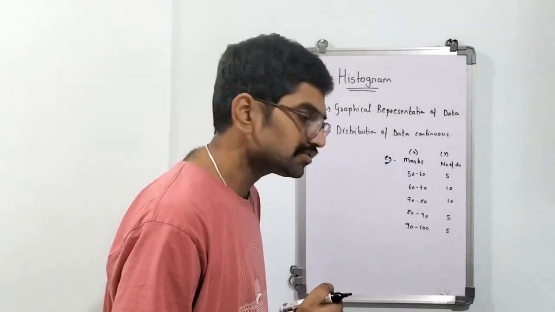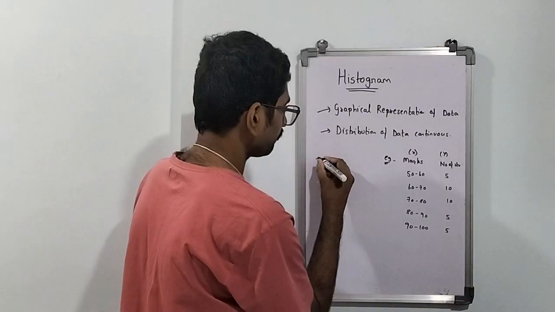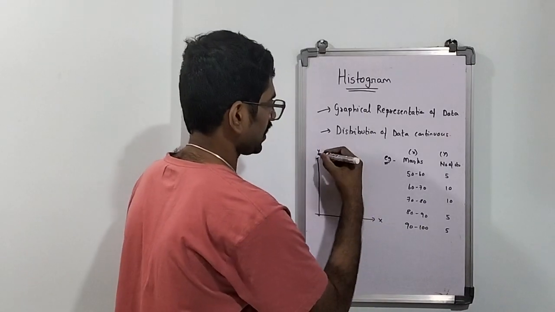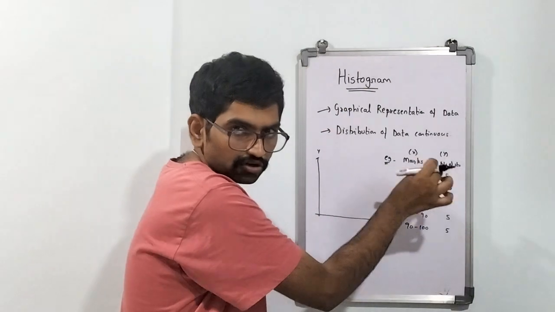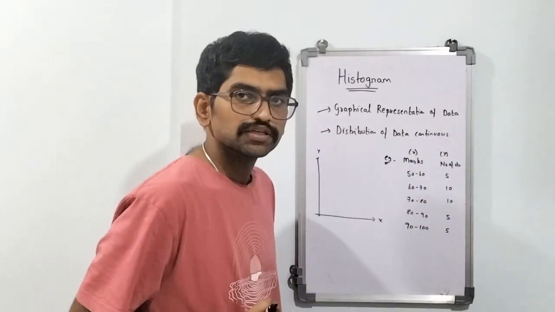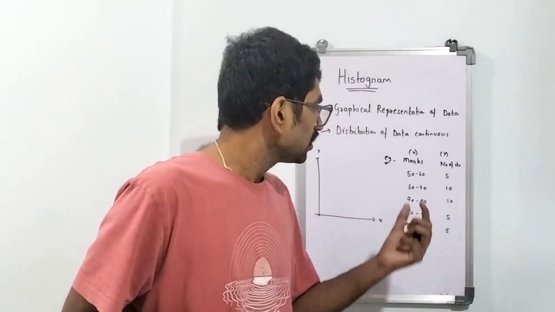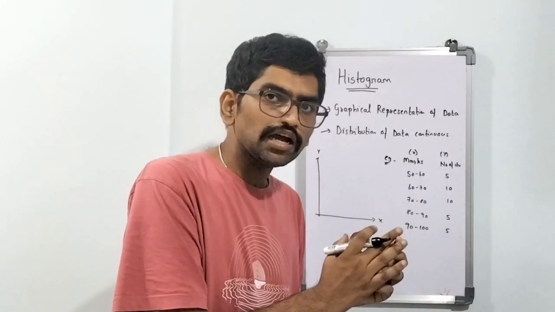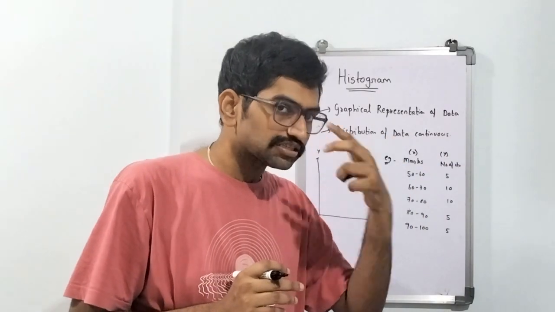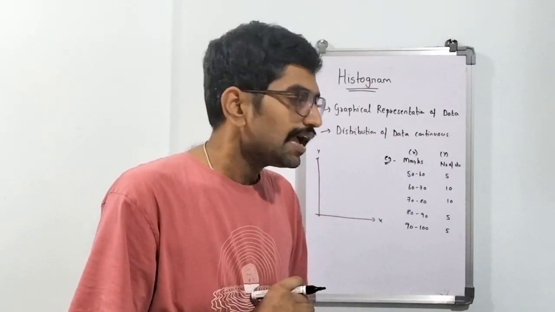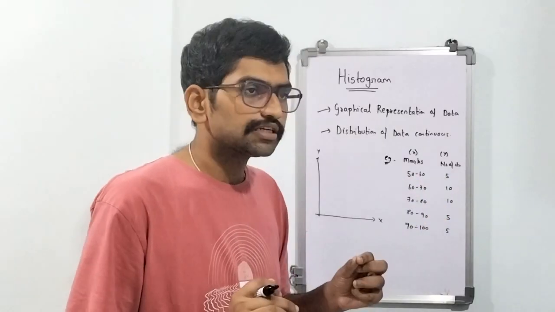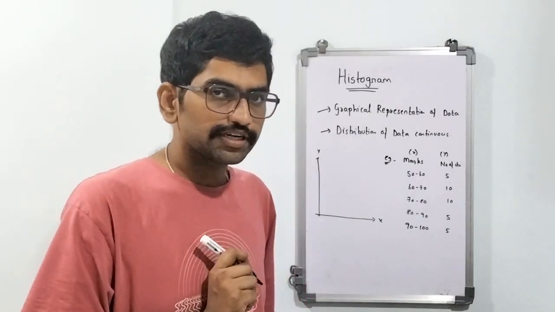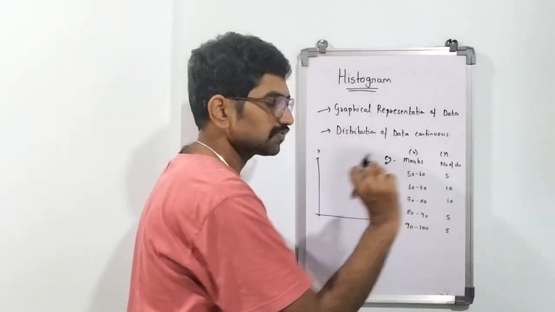So now we will plot the graph. Let's say this is your x-axis, this is your y-axis. What is the x-axis? Marks. What is the y-axis? Number of students. So how did you get the number of students? You got the number of students value based upon the frequency. In the last lecture we studied frequency, that is, how many people you got. That count you will write, that we studied. So that is how you got this value.